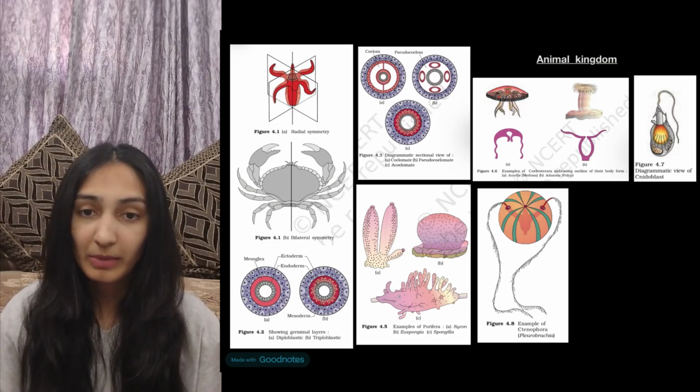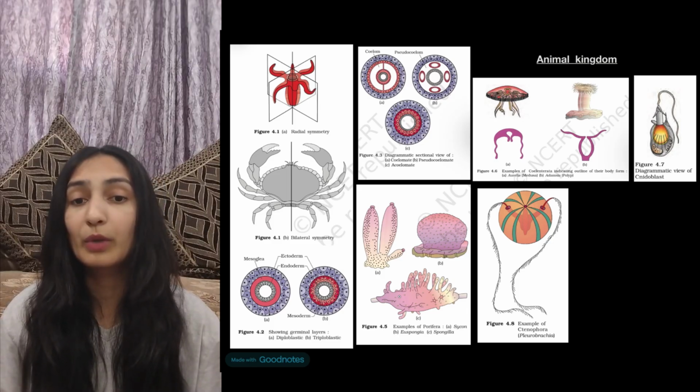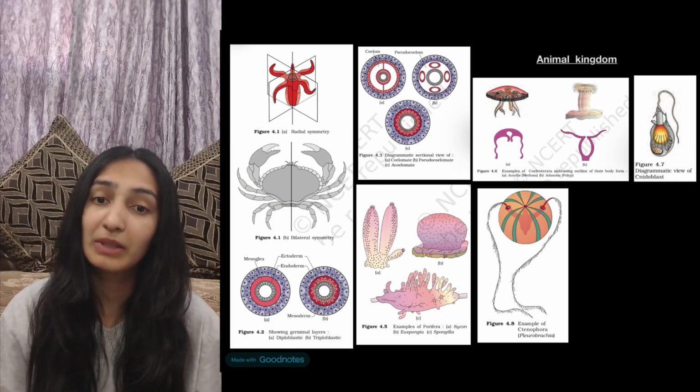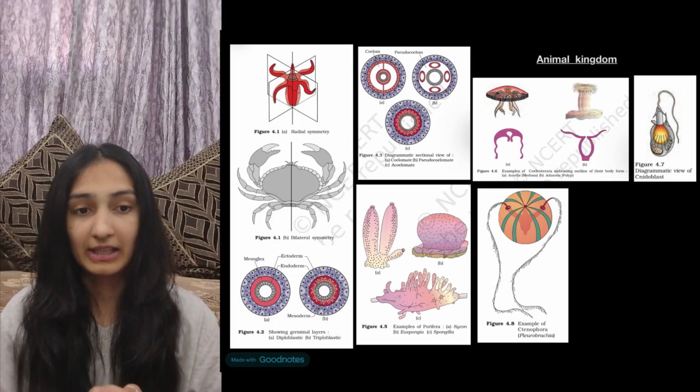Next, moving on from animal kingdom, look at this figure 4.1a. There are two types of symmetries, as you all know. First is radial symmetry, which is depicted in 4.1a, and 4.1b depicts bilateral symmetry. Bilateral symmetry is only one symmetry is possible, that is from the midline.